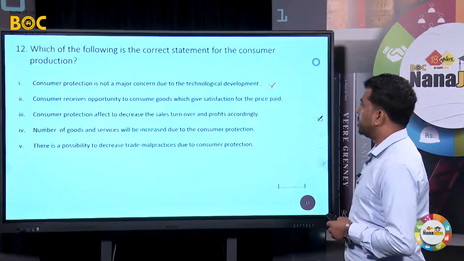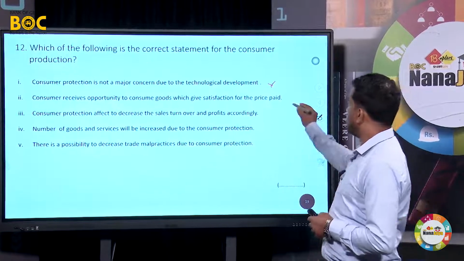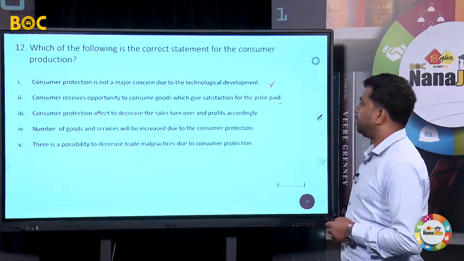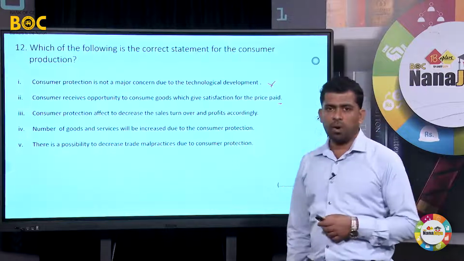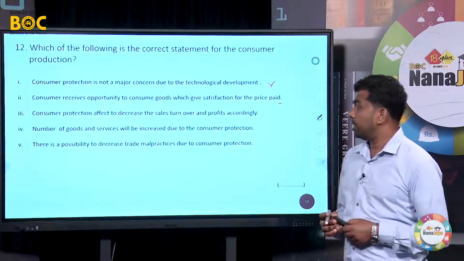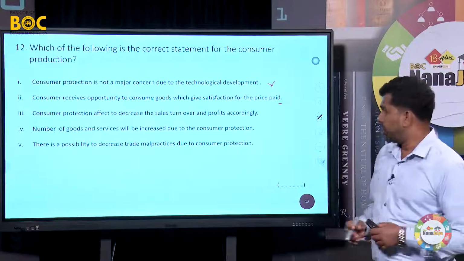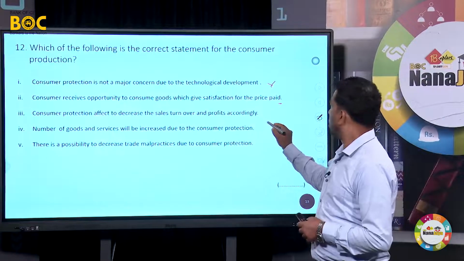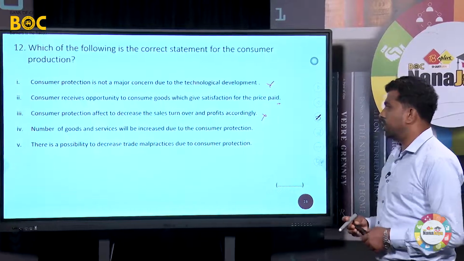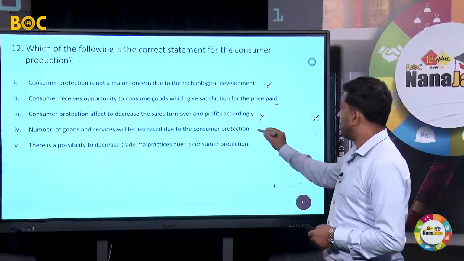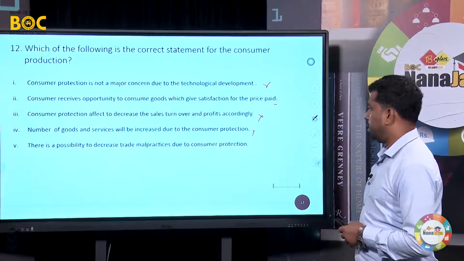Consumer receives opportunity to consume goods which give satisfaction for the price paid. You can consider about this one. Consumer protection affect to decrease the sales turnover and profits accordingly. It's wrong. If a seller ensures consumer protection, it increases turnover as well as profit. Number of goods and services will be increased due to the consumer protection. We can't say about that. There is a possibility to decrease trade malpractices due to consumer protection.